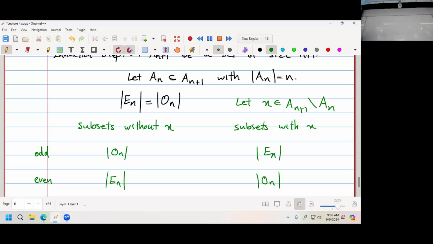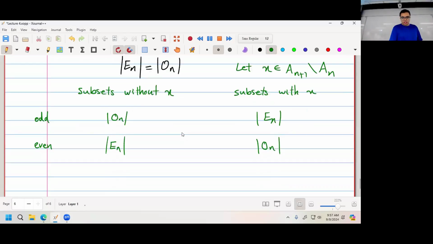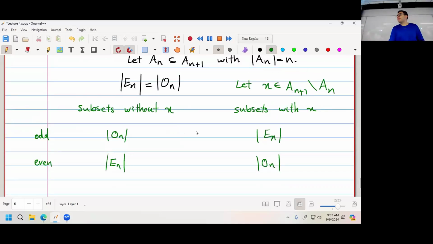But again, by induction hypothesis, I know that the size of En is equal to the size of On. So these numbers are all equal. I have On plus En on top, and En plus On on the bottom. But an interesting point is that I'm not even using this equality, because in any case, I have On plus En and En plus On.